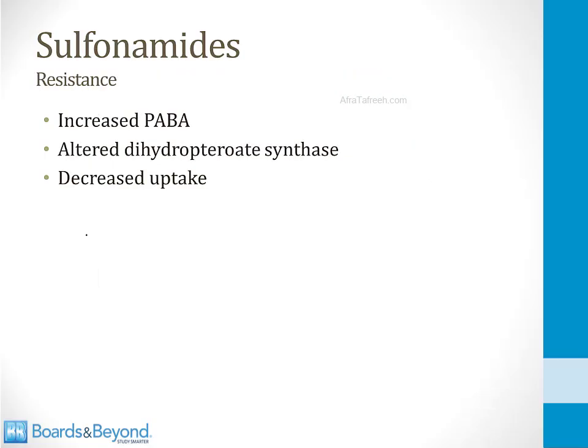Once you understand this mechanism of action, it's very easy to remember the mechanisms by which bacteria become resistant to sulfonamide antibiotics. They can increase the amount of PABA inside the cell because PABA competes with the sulfonamide antibiotic for the enzyme dihydropteroate synthase. They can also alter the enzyme dihydropteroate synthase so that it no longer recognizes the antibiotic structure. And then finally, some bacteria modify their uptake of the antibiotic drug.